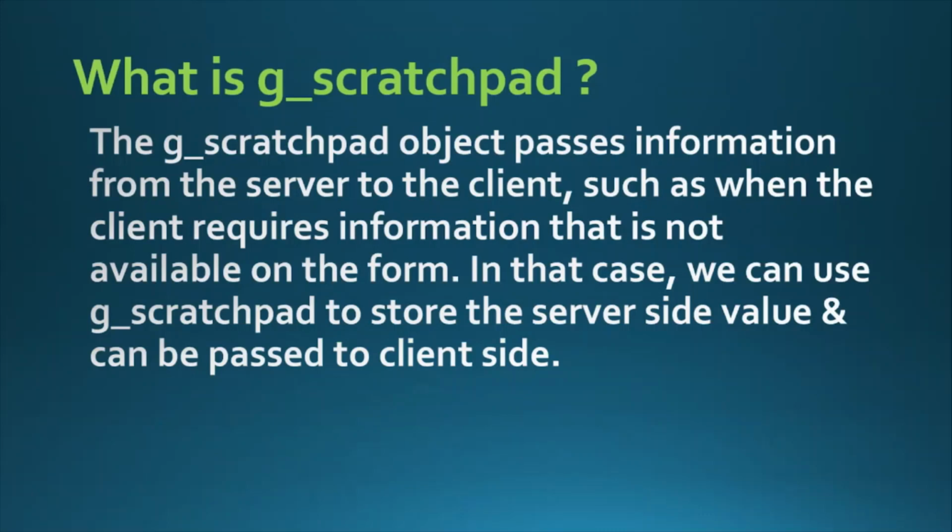The g_Scratchpad object passes information from server to the client, such as when the client requires information that is not available on the form. In that case, we can use g_Scratchpad to store the server-side value, and that can be passed to the client side. So whenever we require any server-side value on the form, we can use g_Scratchpad.